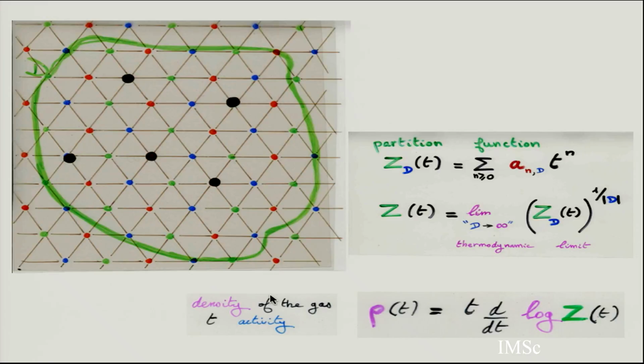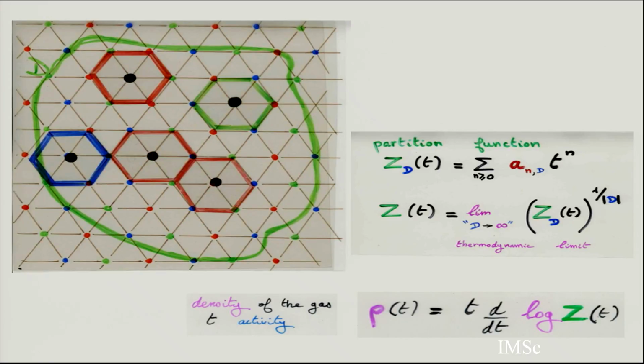Well, there is the intuitive idea of density of the gas, because a point is equivalent to putting a hexagon, and I have shown a picture last time where the hexagons are very packed, at high density, and then they're all blue, or all red, or all green.